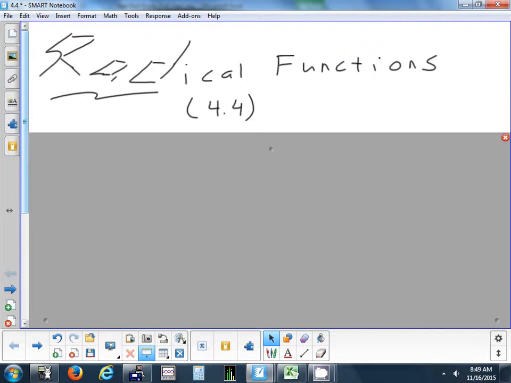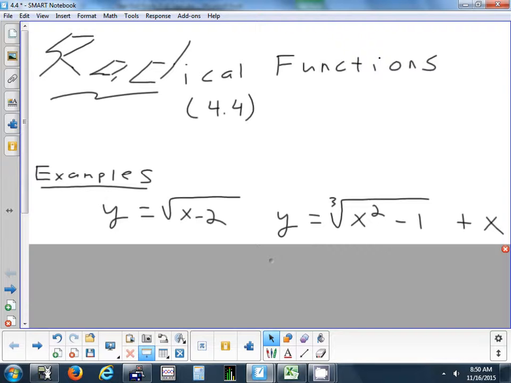Okay, so our last section we're going to look at in chapter 4 is on radical functions. Radical functions are things like square roots, cube roots. We'll look at a couple things. We'll practice how we can solve equations and how we can graph. Those are all examples of radical functions.